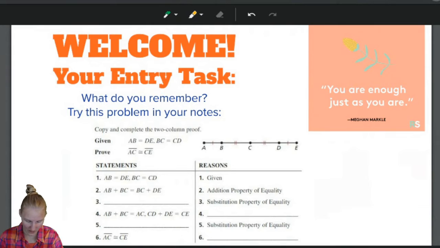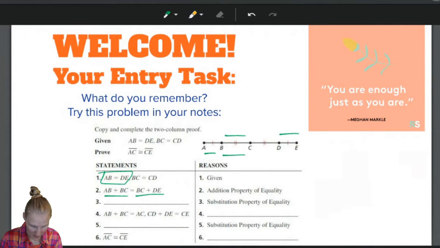So first, we have our givens, then we have AB plus BC is equal to BC plus DE. Wait a minute. Okay, you have lost me. AB plus BC congruent to BC plus DE. Addition property of equality. Oh, okay, so what they did, they took this and they added BC to both sides. Okay, I was like, how is that the addition property of equality?